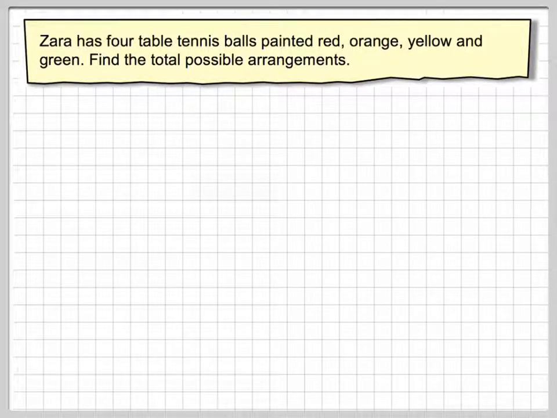Right, in this video we're going to look at some arrangements and what we mean by how to find possible arrangements and the idea of the notation of factorials. So it says here, Zara has 4 table tennis balls painted red, orange, yellow and green. Find the total possible arrangements.